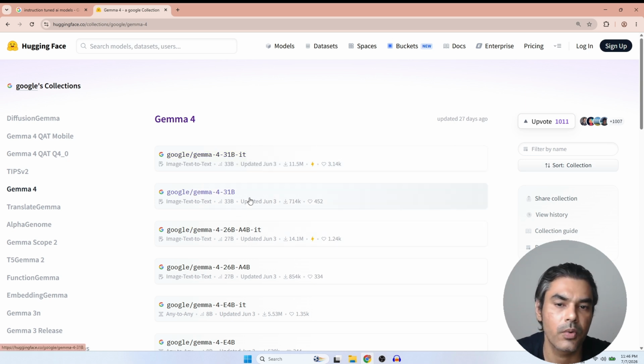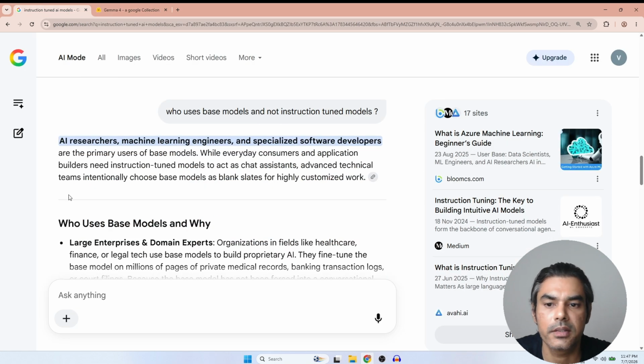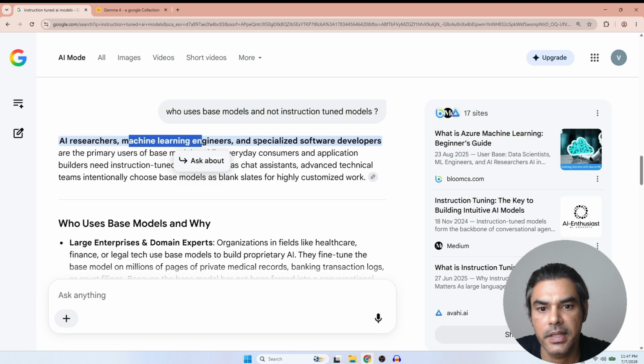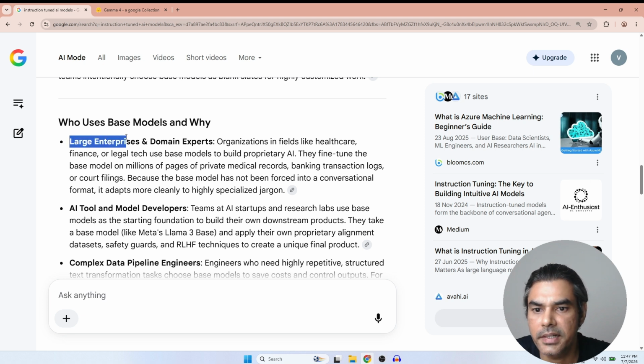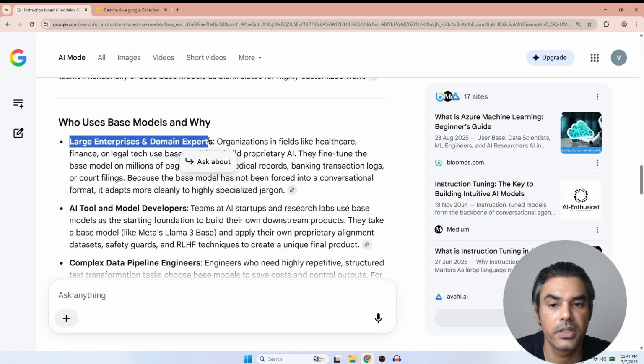Now, there is another question you would be asking. Usually everybody would want to use the IT model because it's tuned to give you answers like a human, which is more understandable to us. So why would they even release this 31 billion non-instruction tuned model? The answer is that these base models are used by AI researchers, machine learning engineers, and specialized software developers. So large enterprises and domain experts use these models.